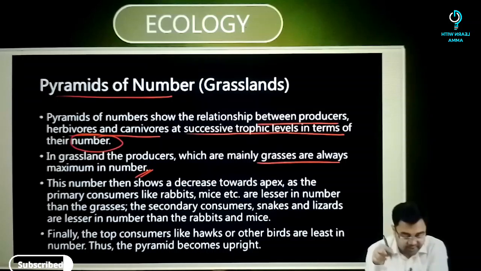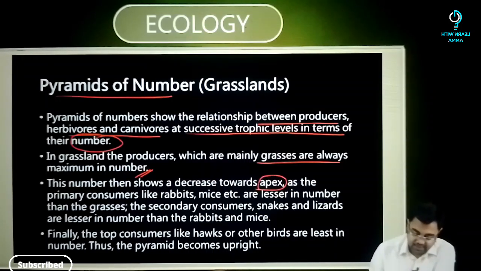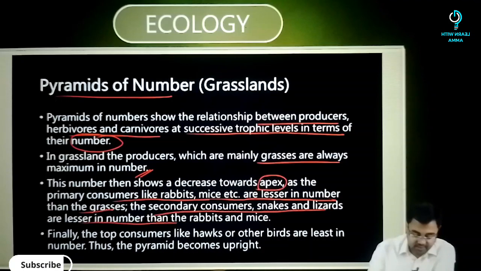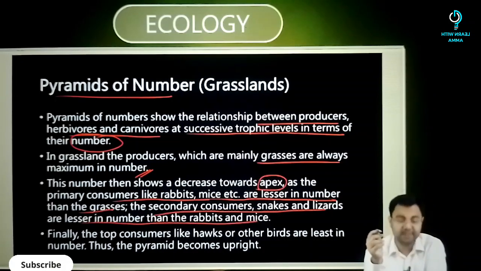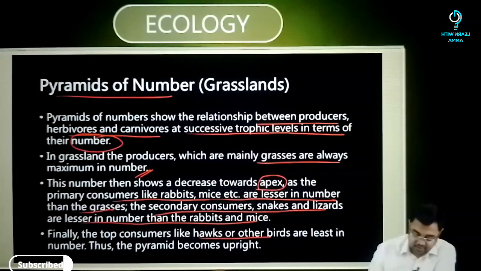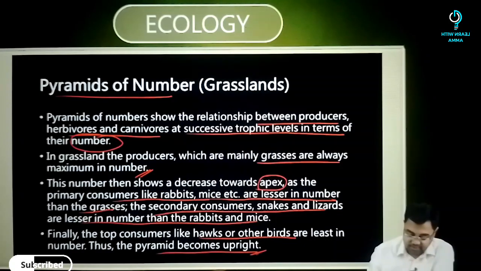So in grasslands, the producers, which are mainly grasses, are always maximum in number. This number then shows a decrease towards the apex as the primary consumers like rabbits, mice, etc. are lesser in number than grasses. The secondary consumers, snakes, lizards, etc. are lesser in number than the rabbits or the mice. Then finally the top consumers like hawks or other birds are least in number, thus the pyramid becomes upright.